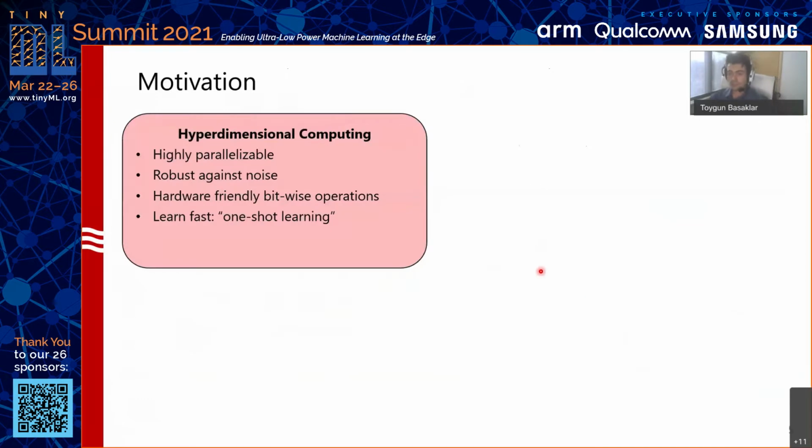Due to the simple bitwise operations, hyperdimensional computing is highly parallelizable, and thanks to the large dimension, it is robust against noisy data, and it only requires single-pass training. All of this makes HDC a strong candidate for a lightweight learning algorithm.